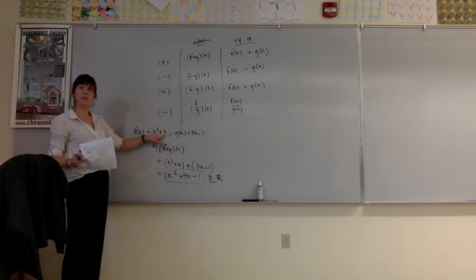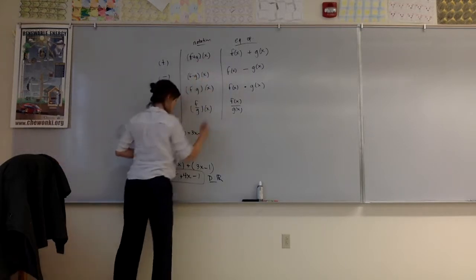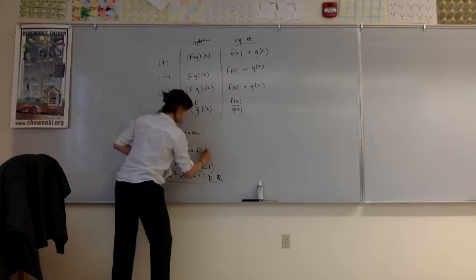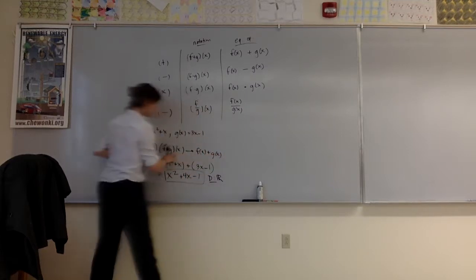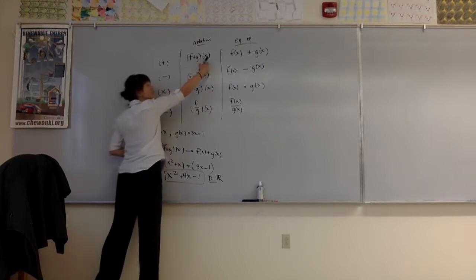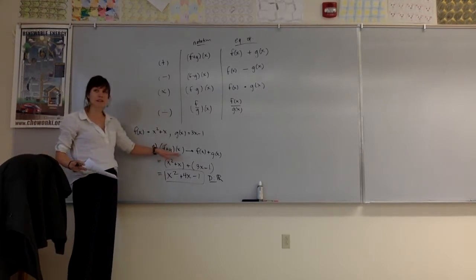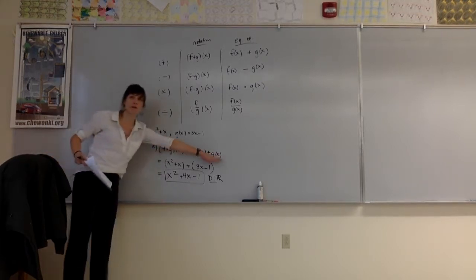This x? No, on the end of that. So this notation is the same as f of x plus g of x. That's just what this notation means. I'm not multiplying. This is just the way that it's written in function notation. So when I see something that looks like this, it means it wants me to do this.